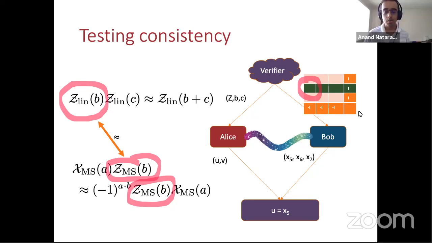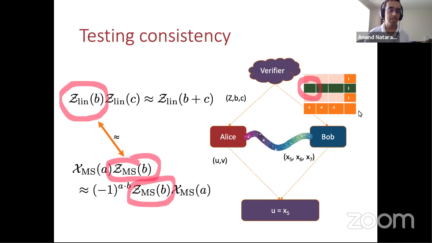Okay, so what have I shown you? Well, I said there was this approach to self-testing many EPR pairs through representation theory. What we needed to get that approach off the ground was a game that tested the relations of the Pauli group. And I've basically shown you how to construct such a game.